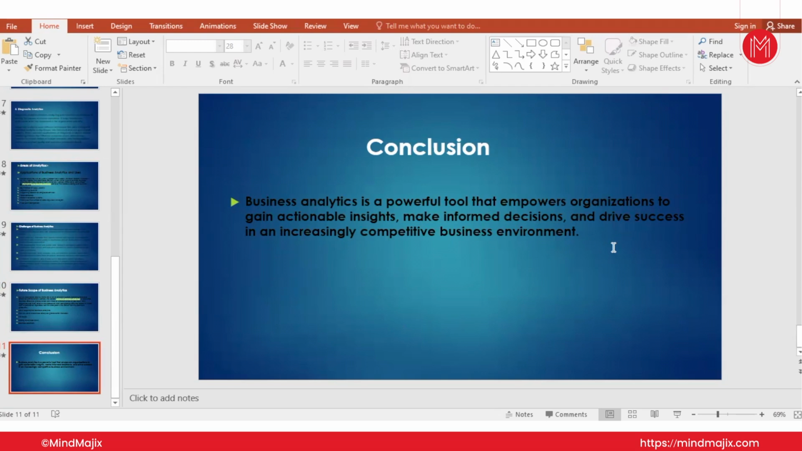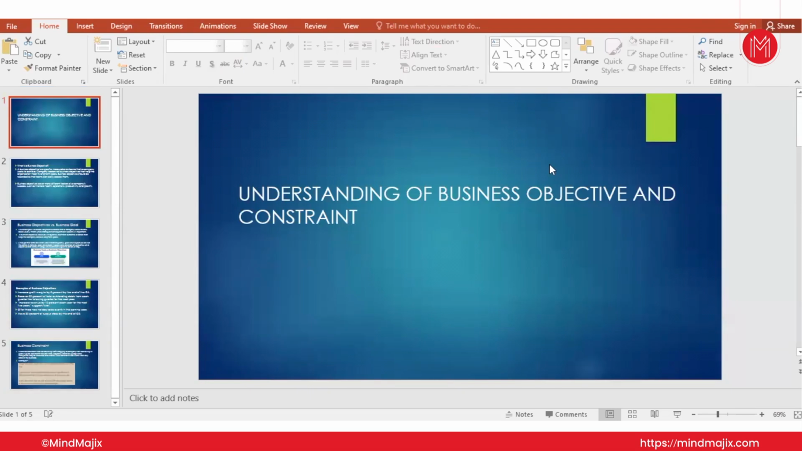So, in a nutshell, we can say that business analytics is a powerful tool by which we can draw some insights. With the help of the insights, we can take decisions that will be more helpful for solving the problems of any organization. So we can take better decisions over the insights. That is all in the understanding about business objective and constraints.